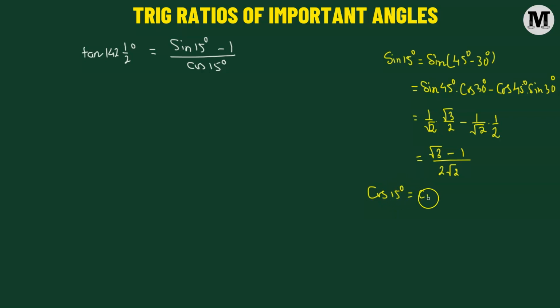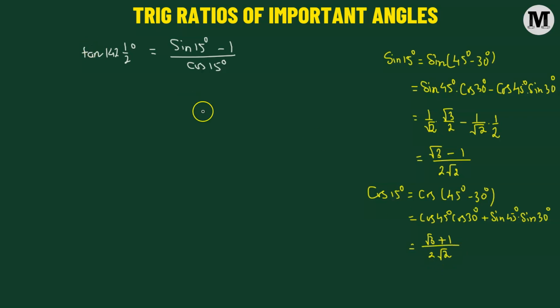So 15 degrees, we can also express that as 45 minus 30. So when we expand it, we're going to get cosine 45 degrees times cosine 30 degrees added to sine 45 degrees times sine 30 degrees. When you substitute cosine 45 with 1 over square root of 2, cosine 30 with square root of 3 over 2, and similarly for sine 45 and sine 30, that should give us square root of 3 plus 1 divided by 2 times square root of 2. Let's substitute these values here.